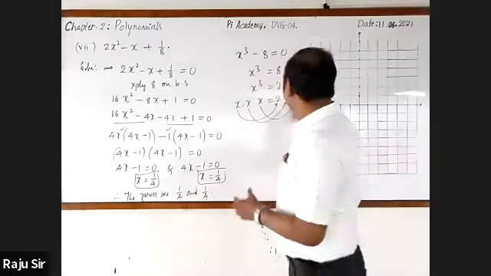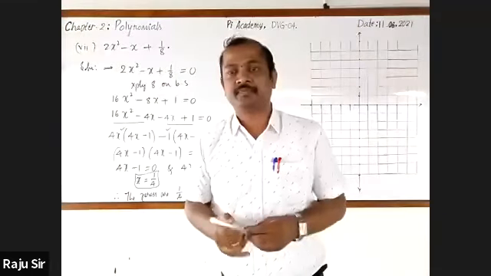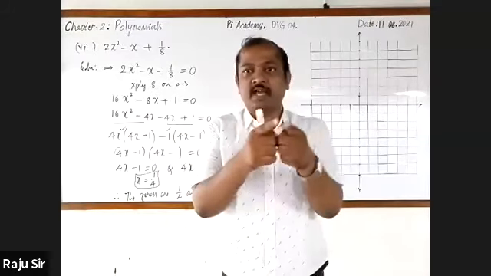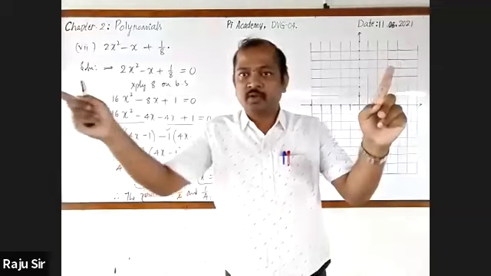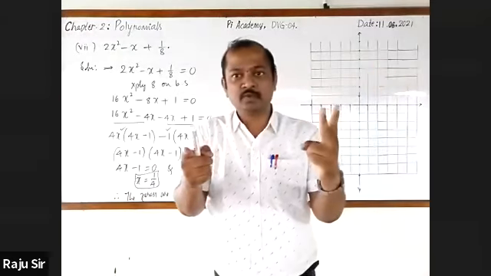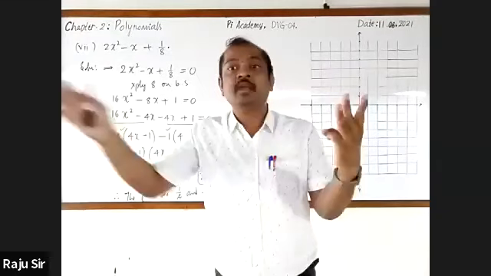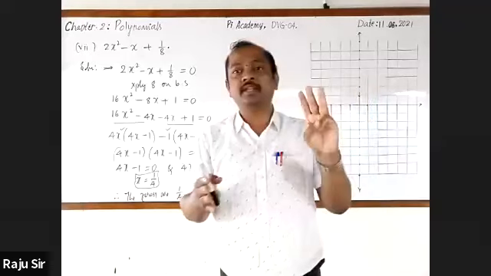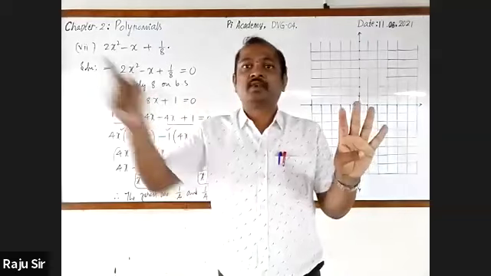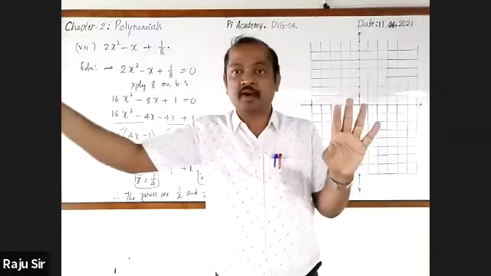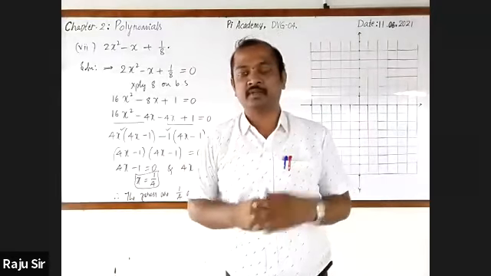So from all these examples, we may conclude one statement. Before that, let me recap. If a linear polynomial is there, we get 1 zero. If a quadratic polynomial is there, we get 2 zeros. If a cubic polynomial is there, we get 3 zeros. Similarly, if a biquadratic polynomial is there, we get 4 zeros. Got it? So the number of zeros depends on the degree or type of the polynomial. Got it?